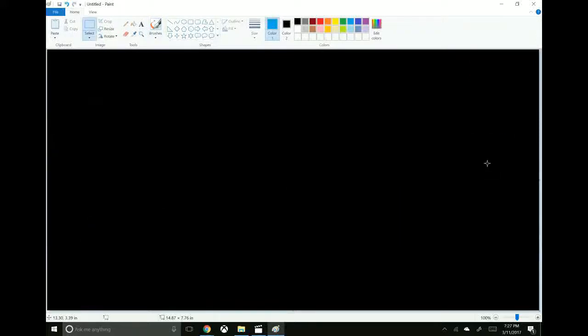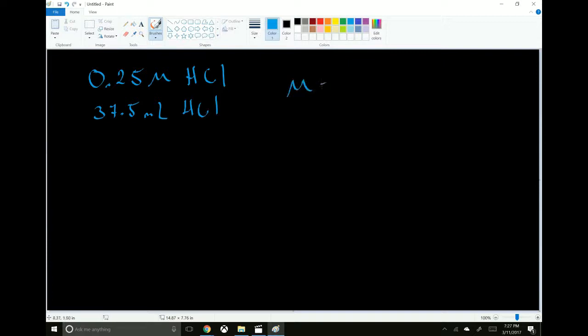And now the only problem that's left is, given a concentration and a volume, so let's say we have a 0.25 molar solution of HCl, and we added 37.5 milliliters of HCl. What number of moles was that? How much actual HCl did we throw in there? Well, molarity equals moles over volume. So moles equals molarity times volume.